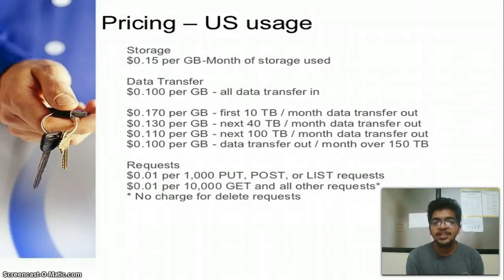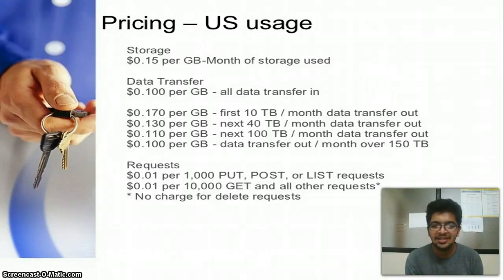Now the pricing for US usage, that is United States usage, is as follows. It's $0.15 per GB per month for the storage used. Data transfer in, for a single data transfer, is $0.100 per GB. For the first 10 TB per month, data transfer out is $0.170 per GB. It is $0.130 per GB for the next 40 TB per month of data transfer out. It is $0.110 per GB for the next 100 TB per month. And finally it is $0.100 per GB for data transfer out per month over 150 TB.